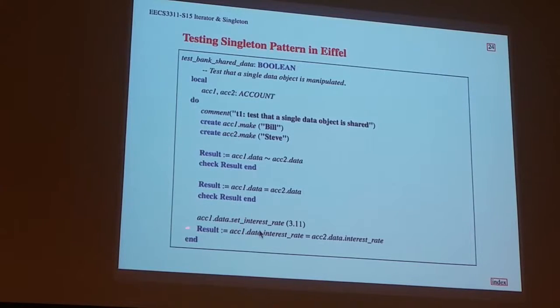Now one more thing to show you in the test. If I say account one data, so I actually get a data, and then I say set interest rate to be some value. Once I make this change to the shared object, I want to query the interest rate for the two accounts. Would they be the same? They should be the same, right? Because exactly as shown in this diagram here, if I make any changes on this data using this access here, anything that's changed here will be visible to all the accounts.